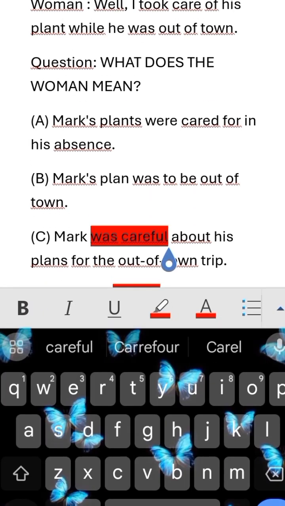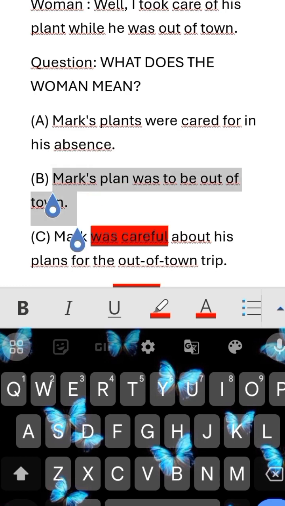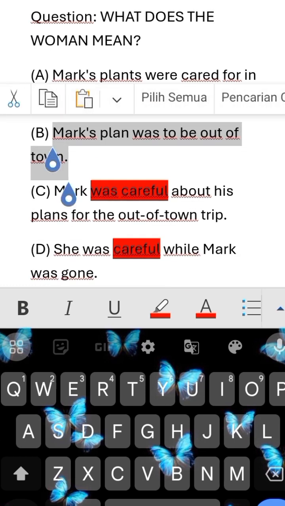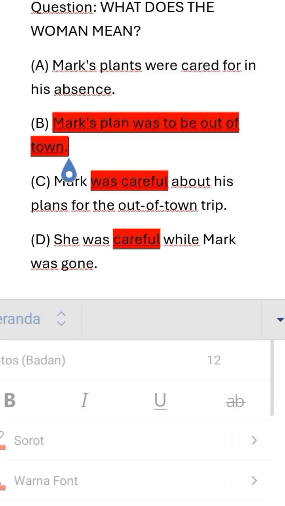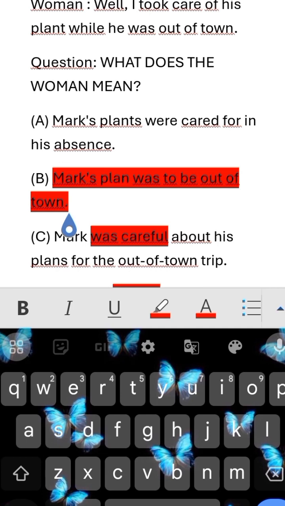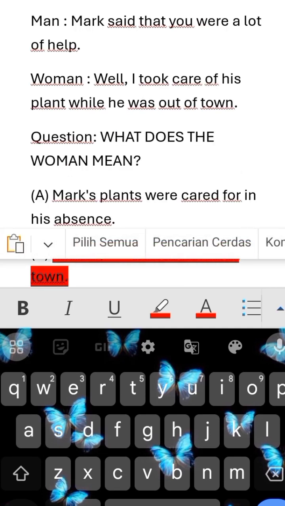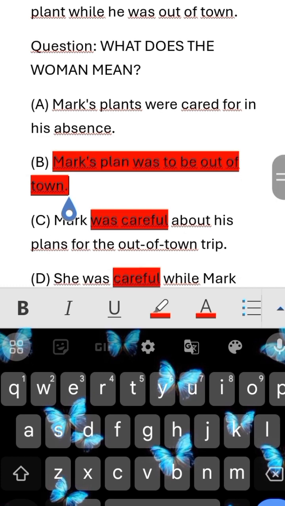At answer B, Mark plans to be out of town. That's wrong because there is no statement about that. And the answer is A, because planted or cared for plants has the same meaning as took care. So that's why the answer is A.